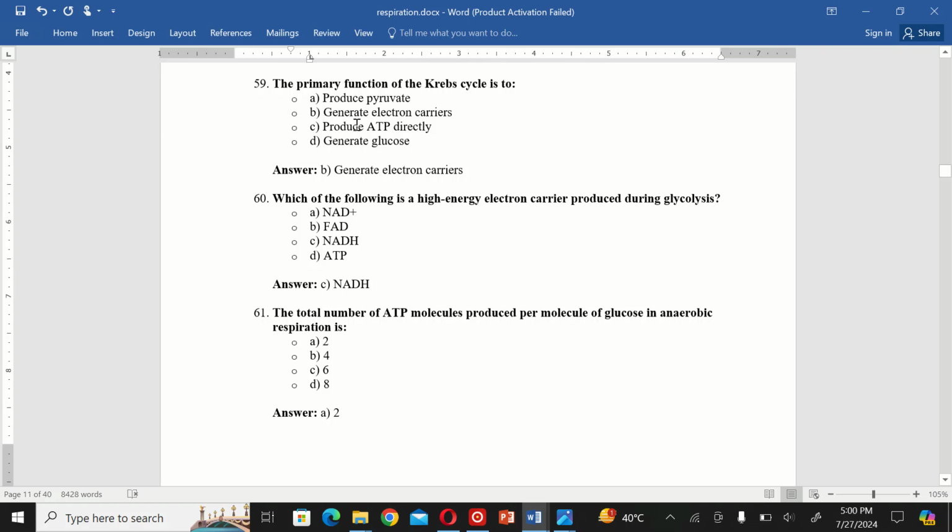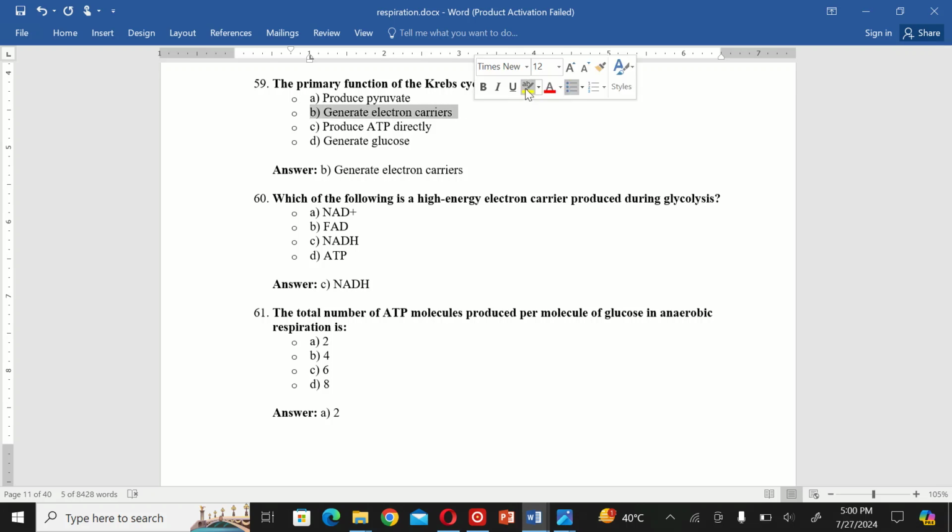The next MCQ is: the primary function of the Krebs cycle is to A. Produce pyruvate, B. Generate electron carriers, C. Produce ATP directly, and D. Generate glucose. So the correct option is B, generate electron carriers.